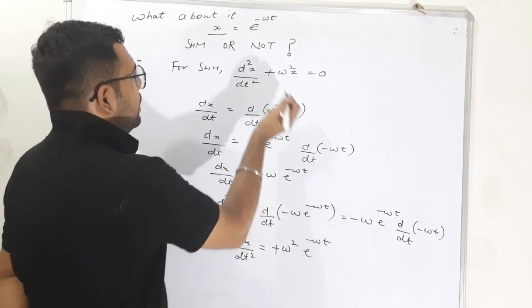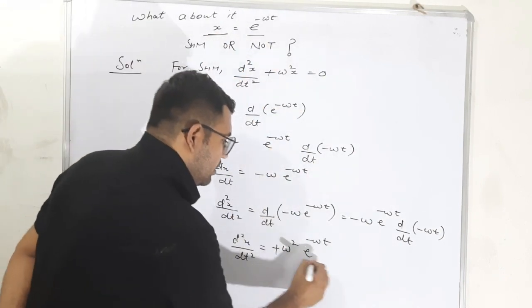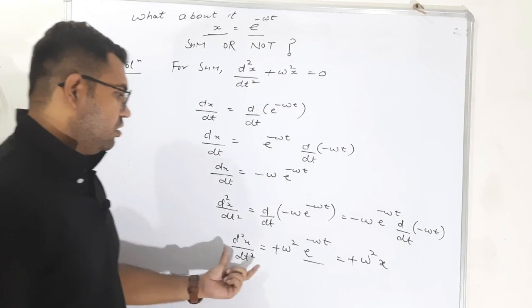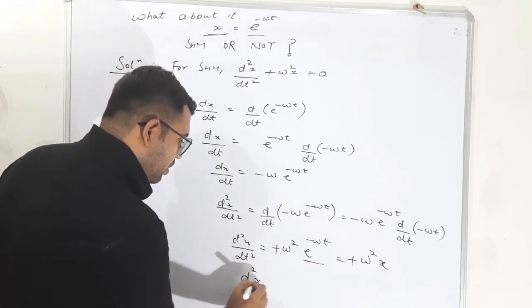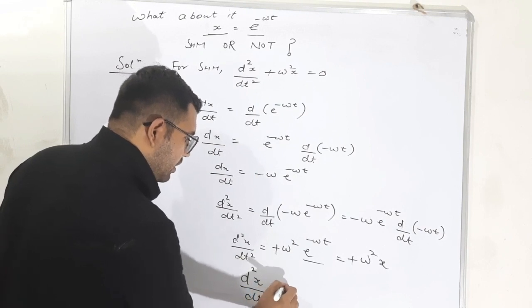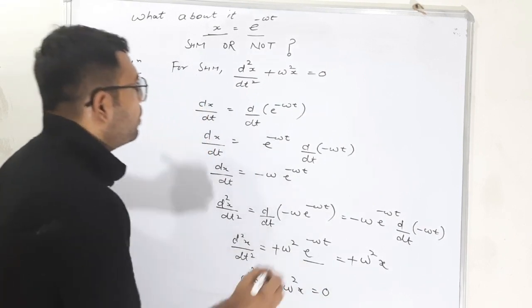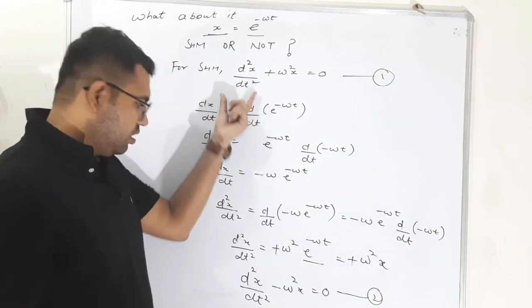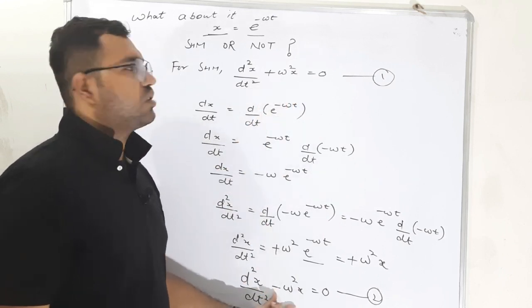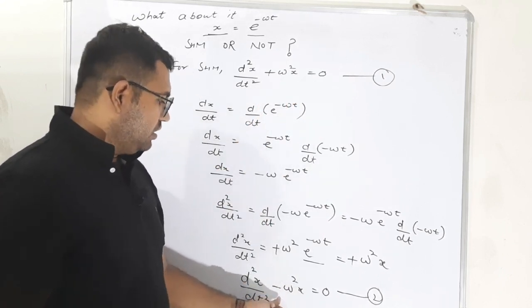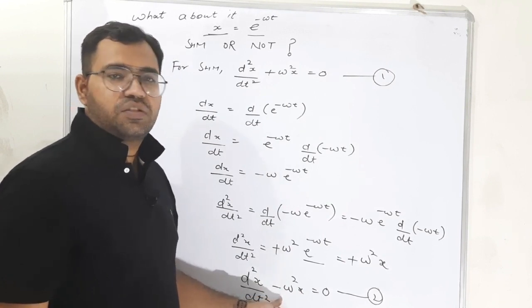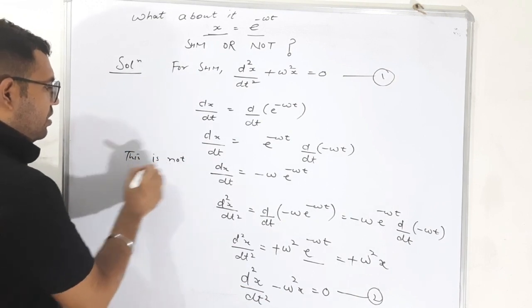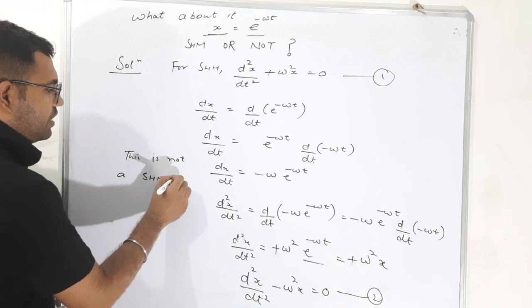Now you can replace e to the power minus omega t is equal to x. So in this we can put x. So this is the equation. Now rearrange this. On rearranging, you will get d square x by dt square minus omega square x equals 0. So compare it with the identical condition of SHM: d square x by dt square plus omega square x, and here minus omega square x equal to 0. It means this is having minus sign, it means it is not satisfying the condition of SHM. So we can say that this is not SHM, ये SHM नहीं है. Okay.